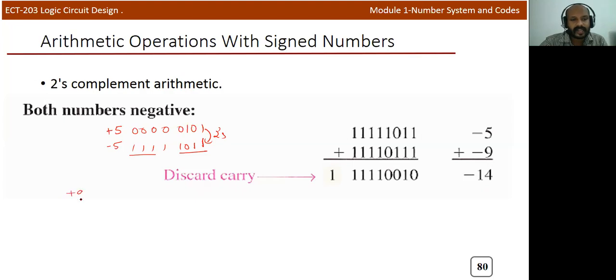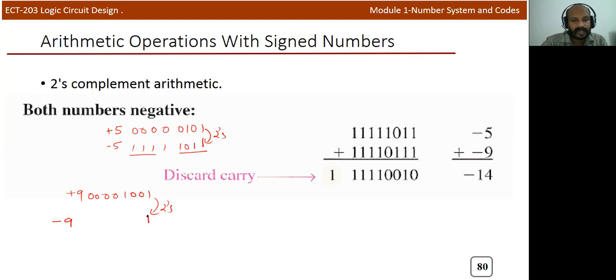So for that, first we'll write +9. So 1001 is +9. In order to represent it in 8-bit, it is 00001001. Okay, and we need the 2's complement representation because we need -9 in 2's complement. So we'll take the 2's complement of this particular sequence.